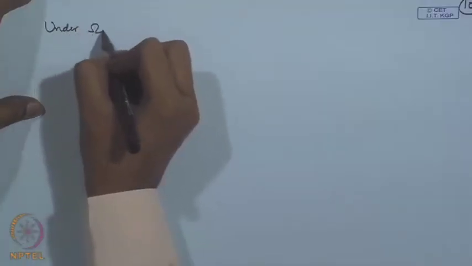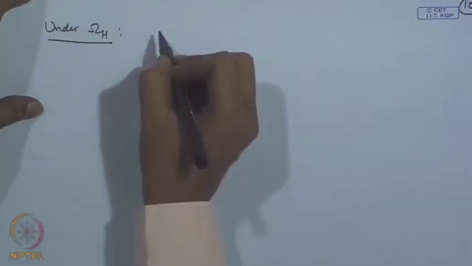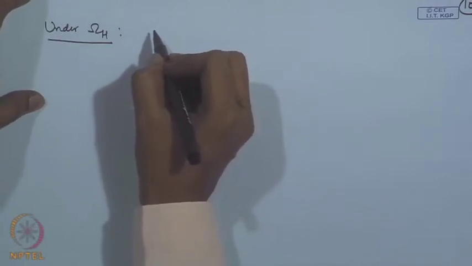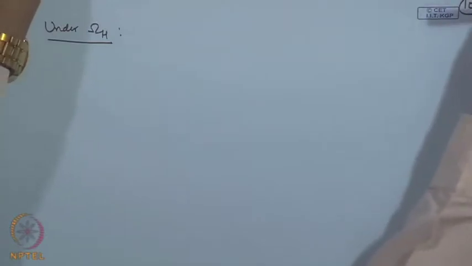Under omega h, now let us consider. Under omega h, we are having, now if you look at the maximization with respect to mu 1 and mu 2, there is no dependence on sigma 1 square and sigma 2 square. So, it will not change.